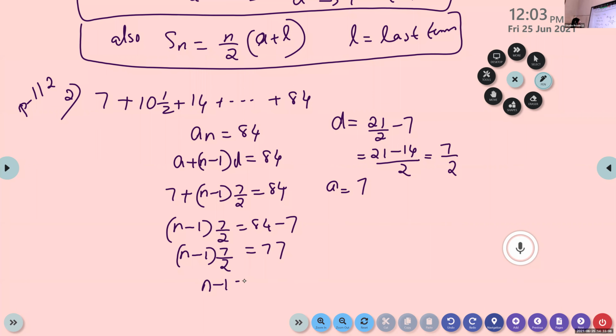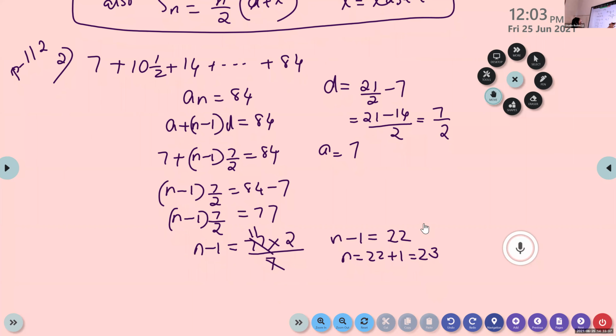n minus 1 into 7 by 2 equal to 77. So n minus 1 equal to 77 into 2. 2 will go to numerator, 7 will come to denominator. Cancelling 11, n minus 1 equal to 22. n equal to 22 plus 1, 23. So there are 23 terms in this given series.